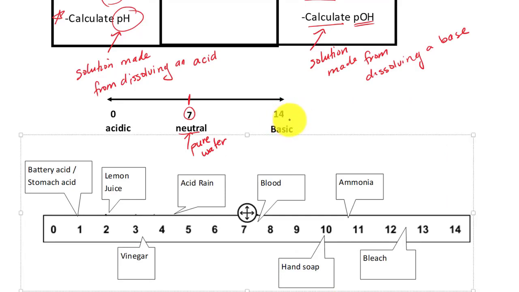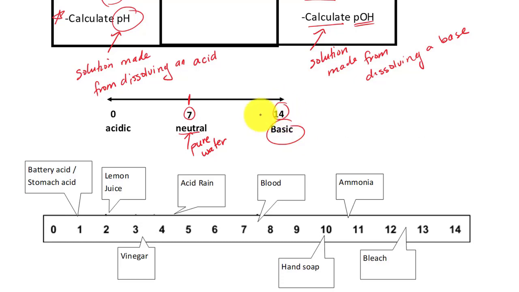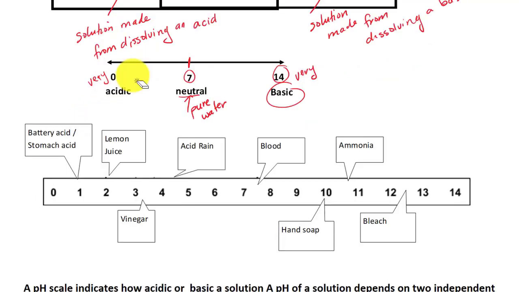So let's go back to our pH scale. This one right here is very basic at 14, where right here at the very low number would be very acidic. So in a way, if we go down to a lower pH, it's becoming more acidic. If we go up this way, it becomes more basic.